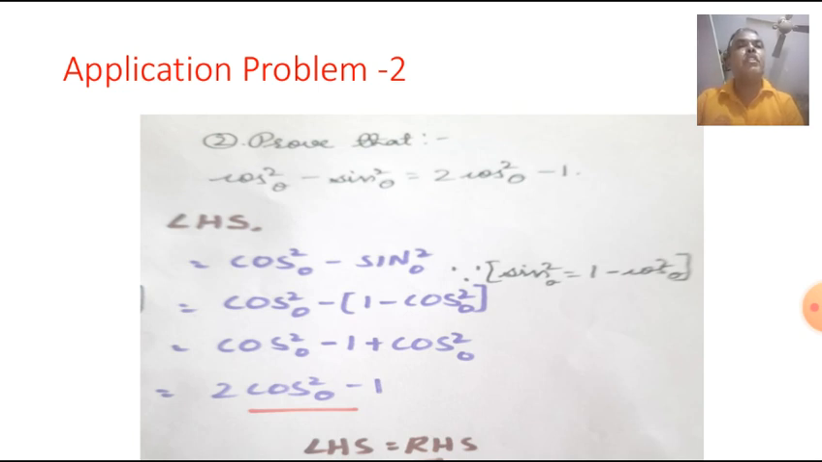What do you get? Cos square theta minus into plus minus 1 minus into minus plus cos square theta. We have cos square theta plus cos square theta. Cos square theta plus cos square theta is equal to 2 cos square theta, and we have minus 1. So we got RHS, that is 2 cos square theta minus 1. That means cos square theta minus sin square theta is equal to 2 cos square theta minus 1. We got RHS, that is LHS is equal to RHS.